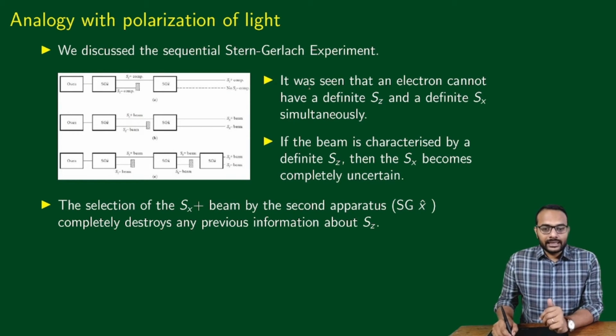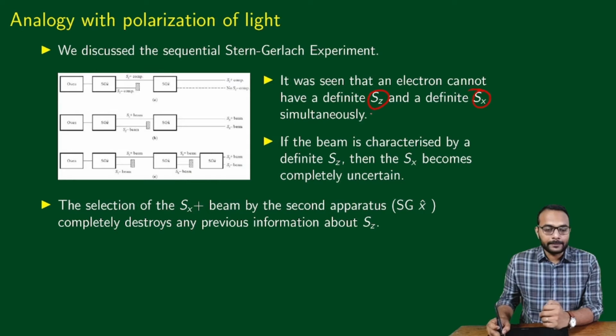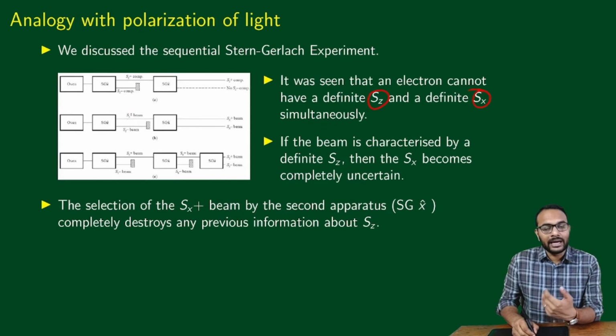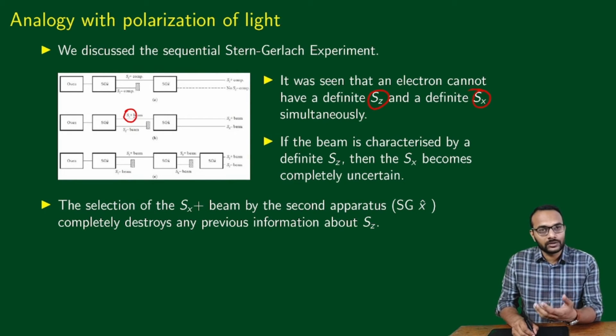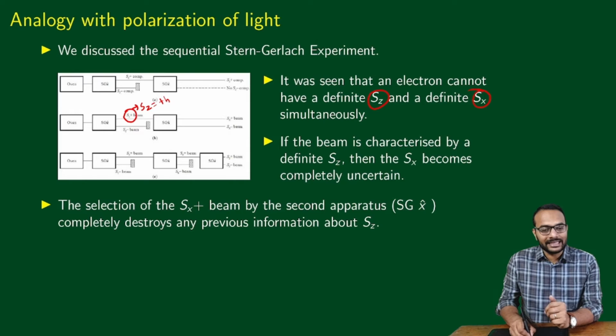So in the sequential Stern-Gerlach experiment, it was seen that an electron cannot have a definite Sz and a definite Sx simultaneously. This was one of our conclusions because you could send one silver atom at a time. If you look at an atom with a definite value of Sz, call it Sz plus, which corresponds to Sz equal to plus h cross divided by 2, and now you try to measure the x component of spin for a beam characterized by Sz equal to plus h cross divided by 2, we would see that it is either Sx plus or Sx minus.